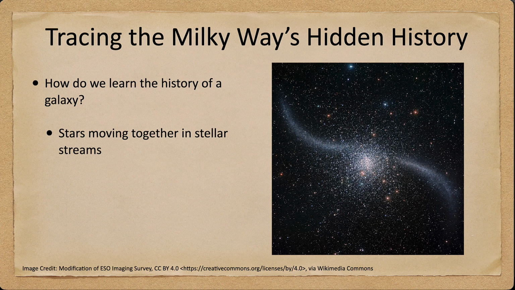Stellar streams are long, thin trails of stars that move together through the galaxy. They form when smaller systems like globular clusters or dwarf galaxies are pulled apart by the Milky Way's gravity. As stars are stripped away, they leave behind a faint trail along their orbit.